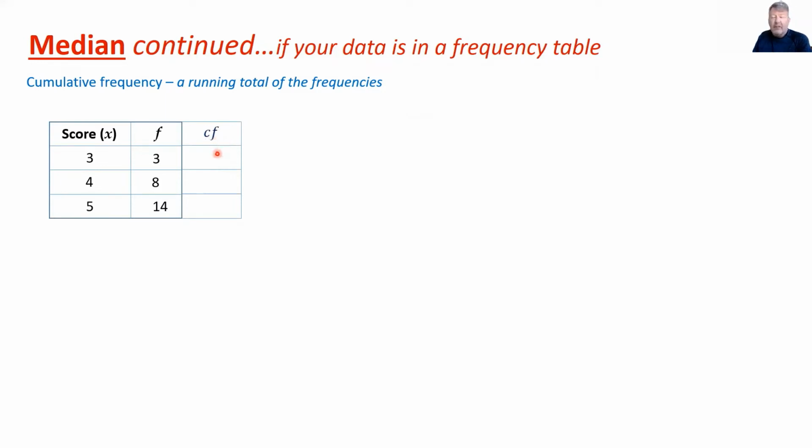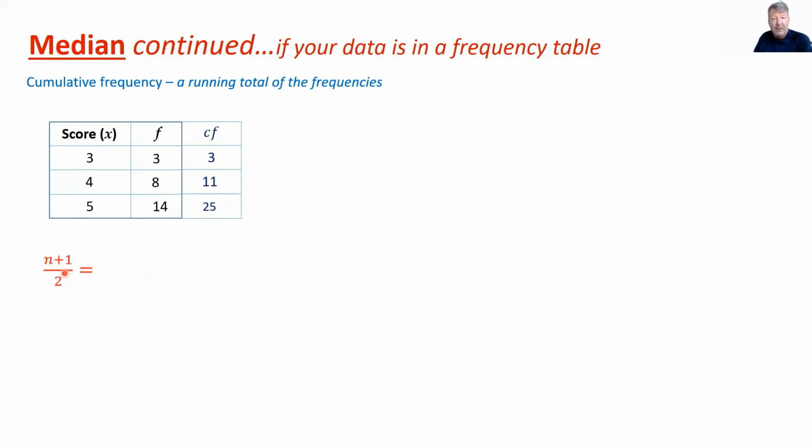Okay, this is a running total of the frequencies. So far we've got, in this box, a frequency of 3. So we can put a 3 here. Then running total, we've got 3, we've got 8 more here. So 3 plus 8 is 11. Running total, 11 plus 14, which is, of course, 25. Got that? Straightforward. Start with there, 3 plus that, 11 plus that is that.